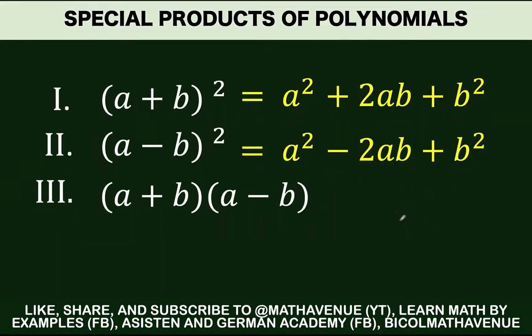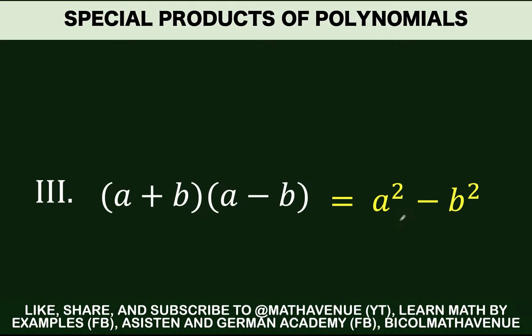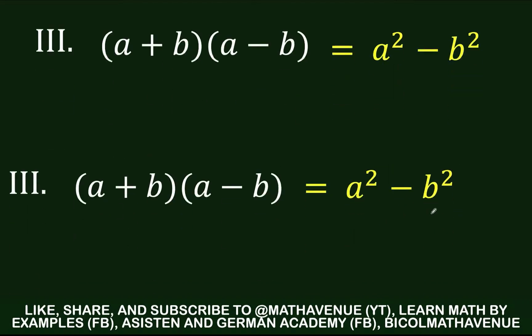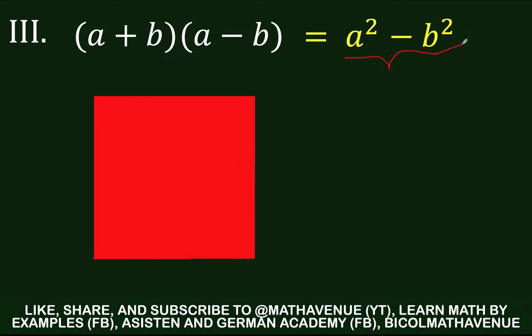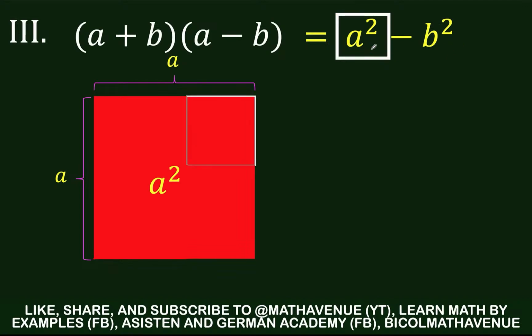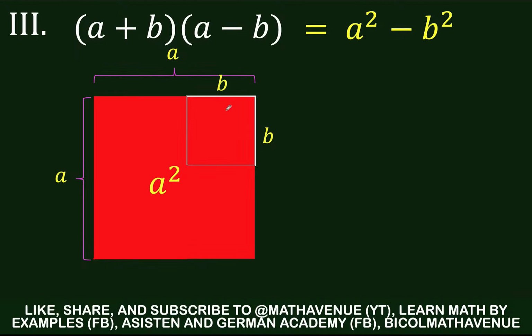Now let's proceed to the third case, the product of the sum and difference of two numbers. And this is equal to A squared minus B squared. Now to visualize this, it's easier that we start our visualization with this right side. So we know A squared, it's a square with a side length of A. So this red square is our A squared. Now B squared would be a square with a side length of B. So this part here is B squared. Now what we want to do is remove this B squared from A squared. So we are going to subtract.